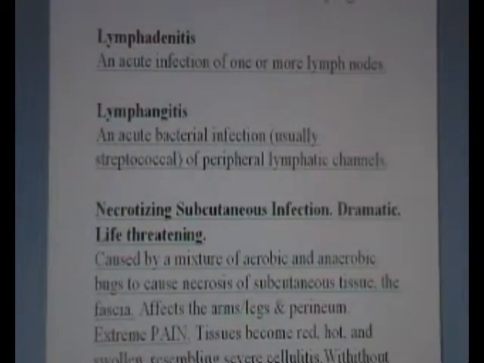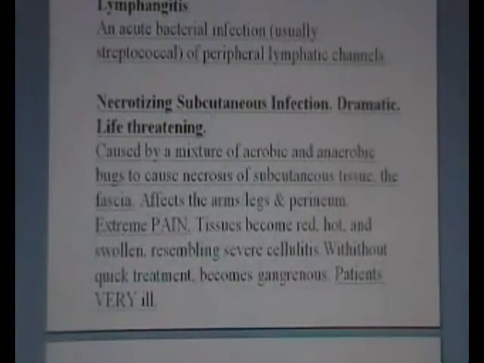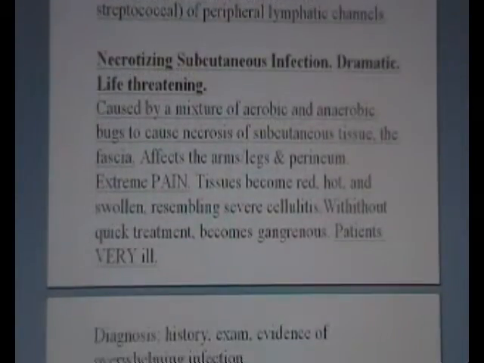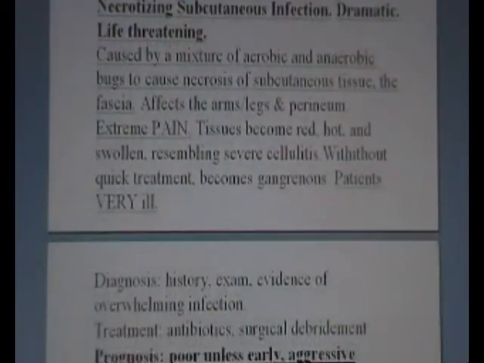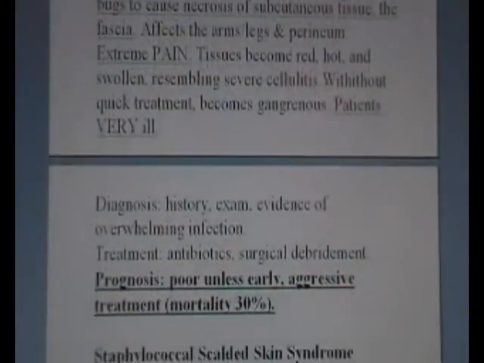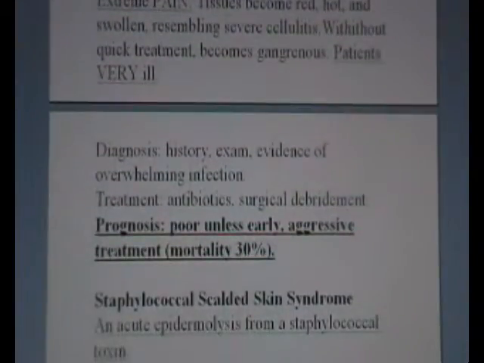Lymphangitis, well, that's infection along the lymphatic channels, often strep. Now, this is a dramatic condition. Necrotizing fasciitis: a subcutaneous infection, dramatic, life-threatening, caused by aerobic and anaerobic bugs involving the fascia, arms, legs, with extreme pain, tissues very hot, swollen, severe cellulitis, patients very ill, diagnosed by history and exam, overwhelming infection.